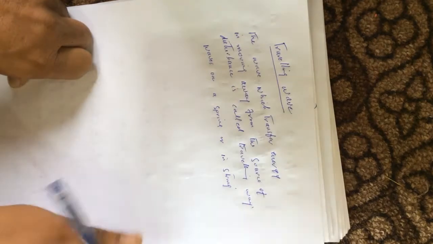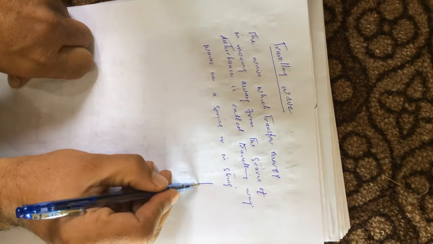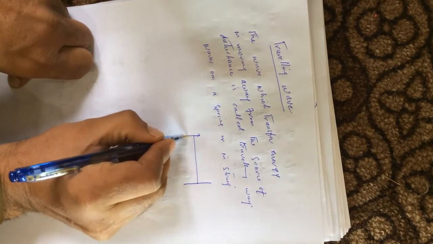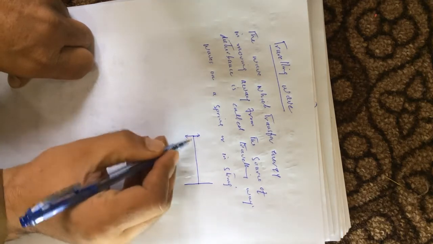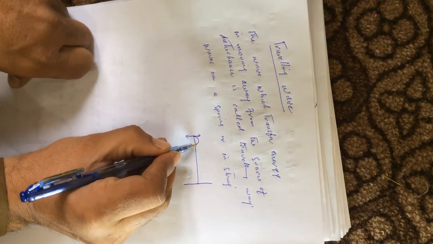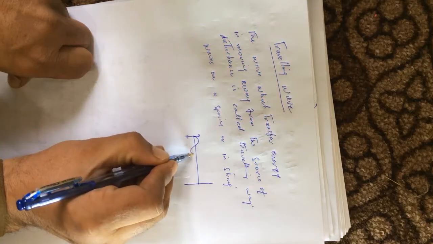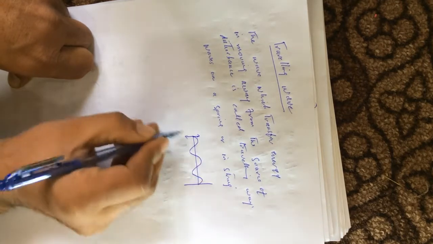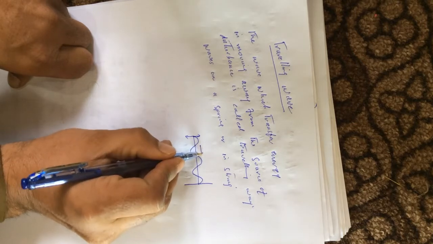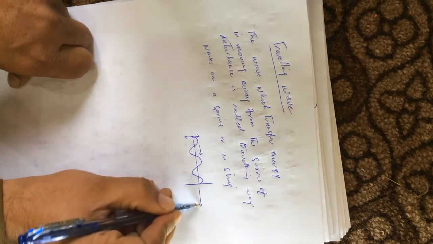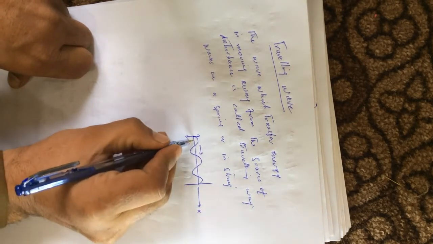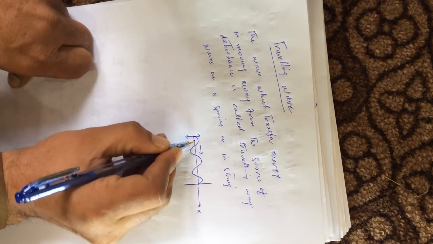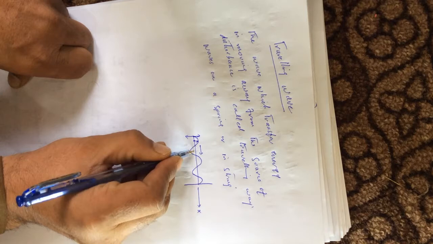Suppose we have a string which is connected to a support and we are moving it up and down from one end. Then we have waves creating in this way. The waves are moving in this direction. Let's suppose this is the x direction. Then the particles of the medium, which are the particles of the string, are moving up or down.